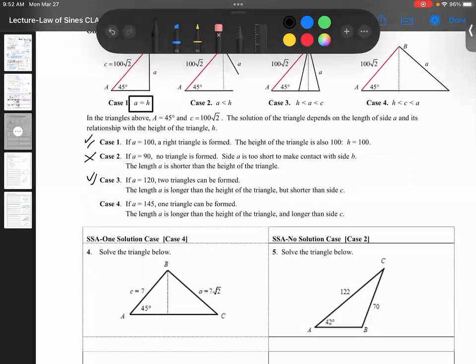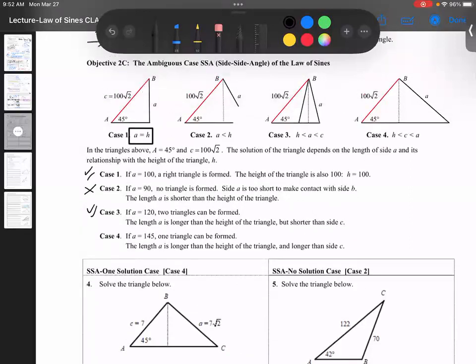And if A is very long, say 145. Oh, by the way, here in case 3 you have two solutions. You have two triangles, so you have to calculate everything twice. Case 4, if A is 145, then you have one solution. One solution for case 4, one solution for case 1, and no solution for case 2.